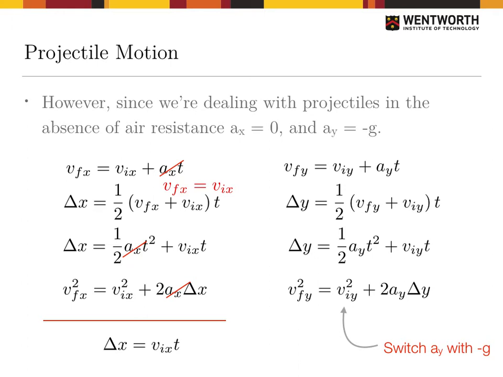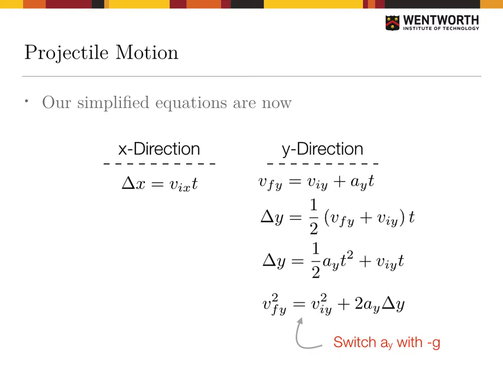Finally, the equations in the y direction are only edited slightly by changing a sub y with negative g. So we've reduced our problem of projectile motion from 8 equations to 5. These kinematic equations fully describe the parabolic trajectory of any projectile.